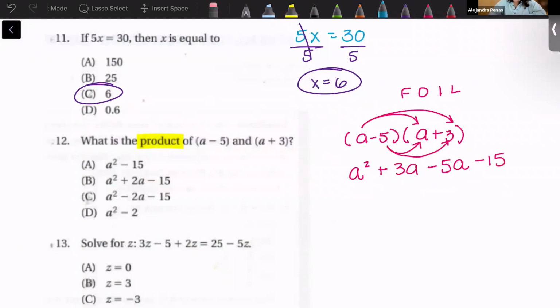And now you can combine these two because they both have a and a has the same exponent. Remember that in order to combine like terms, not only do they need the same variable, but the variable has to have the same exponent. That's why we're not combining the first one. So the first one stays the same, plus, or actually minus, positive 3a minus 5a would be negative 2a, and then the minus 15. And that's it.